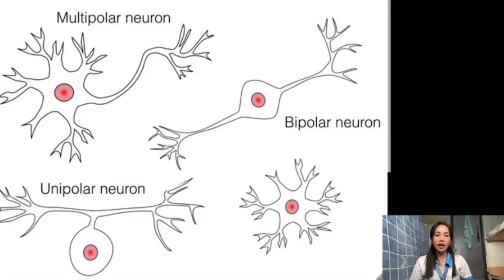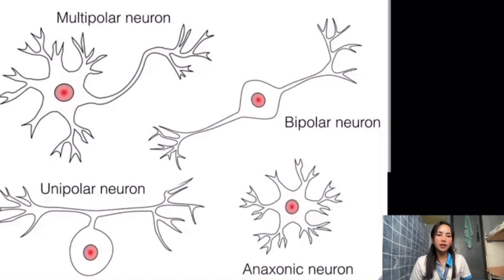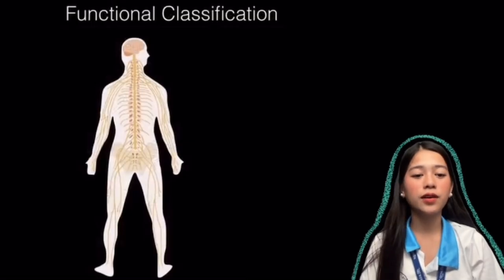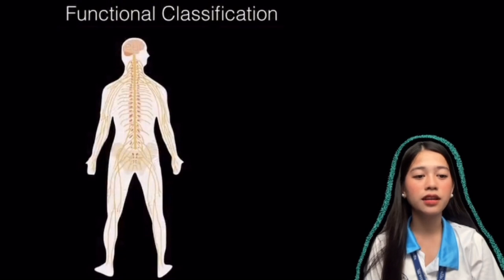If you look at the next one, you can see there's no axon in it, so we call that an anaxonic neuron. These are found in the brain, and they are not super understood. Now, there are a lot of other structural classifications, but these are the general ones that you are going to find in a typical anatomy class. Now, neurons can also be classified according to their functional classification.